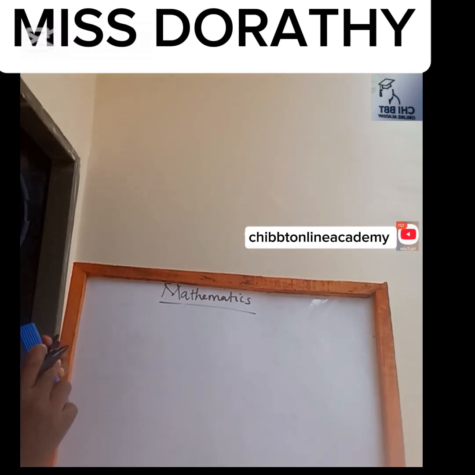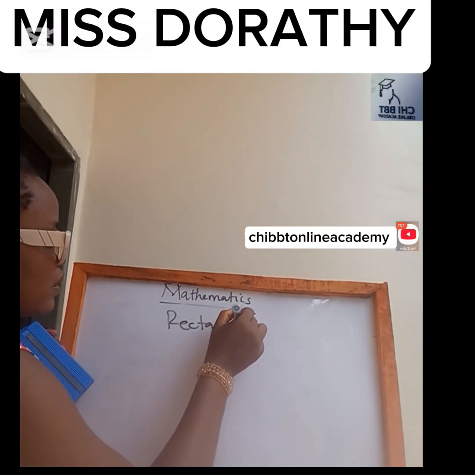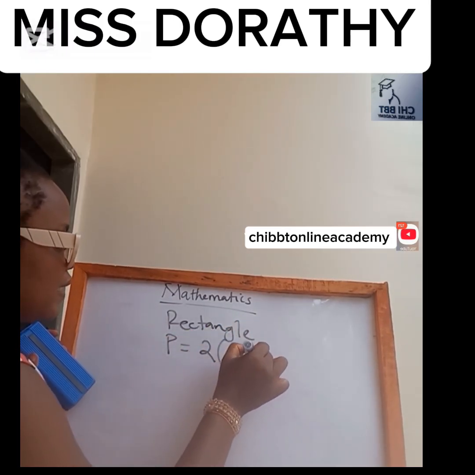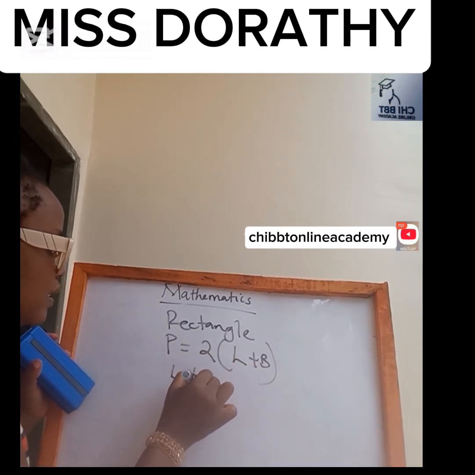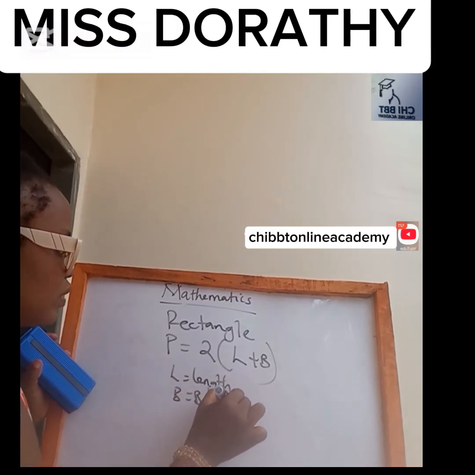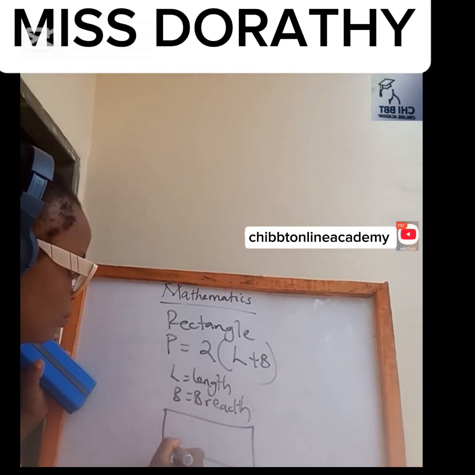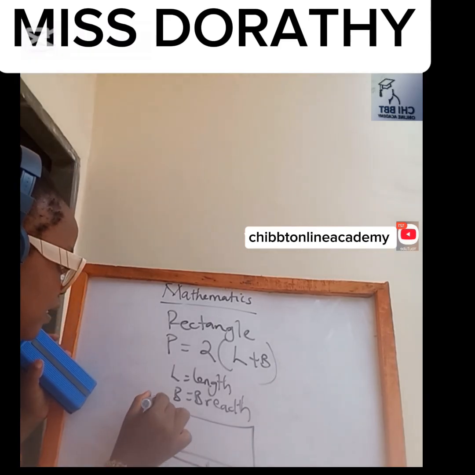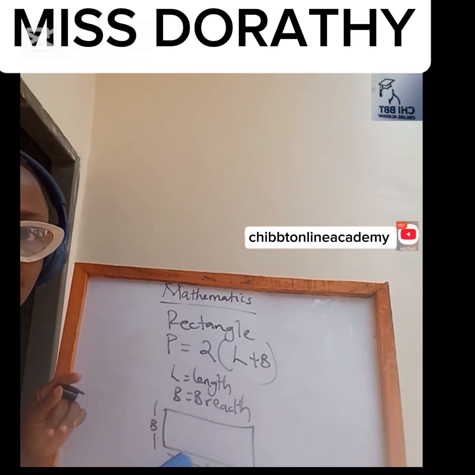Again, we will talk about the rectangle. The perimeter of a rectangle is 2 times length plus breadth, with L representing the length and B representing the breadth. So what is the length and breadth of a rectangle? We have a rectangle here. Here is our length, then here is our breadth. That's the length and breadth of a rectangle.